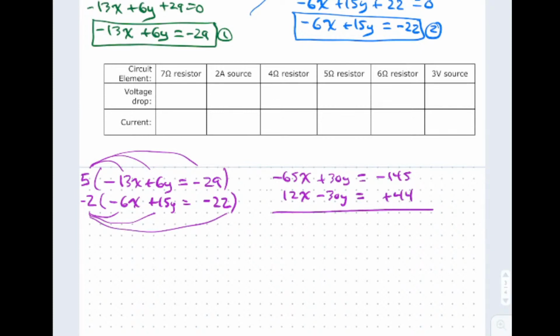Add my equations. A negative 65 plus 12 is a negative, I want to say 53. Did I do that right? I think so. The y's go away. Negative 145 plus 44, and I believe you've got negative 101, don't you? Yeah, okay. The x has a negative 53 coefficient. You want to cancel off the coefficient, so you divide both sides by negative 53. And when you actually push buttons, negative by negative is positive.